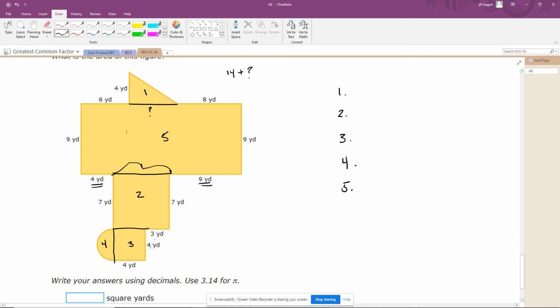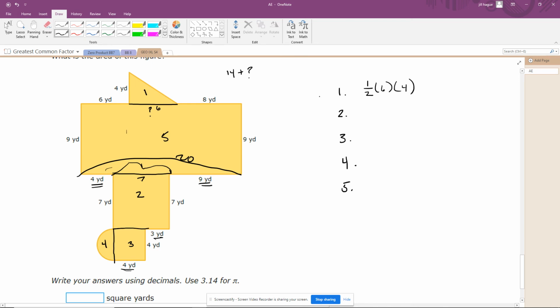But if I could find out that piece there, I could add it to the 4 and 9, right? Well, I know this is 4 and this is 3. So 4 plus 3 is 7. So therefore, that side has to be 7. 7 plus 4 is 11. And 11 plus 9 is 20. So I know this distance right here is 20, which means this here has to be 20 minus 14, which is equal to 6. All right, so on that one area, we have 1/2 of 6 times 4.